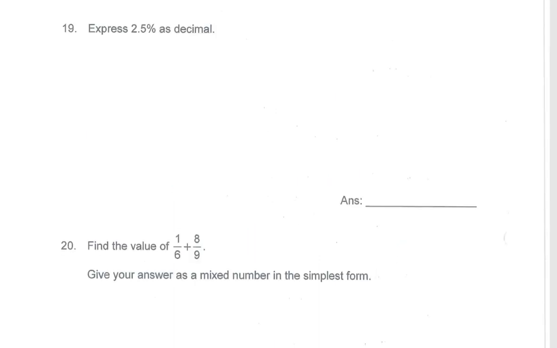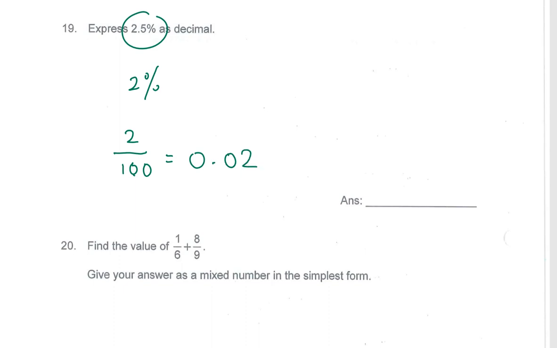Okay, now 2.5% as a decimal. So now this can be very confusing for some of you. Now how about I change it to a simple number? For example, 2%. I want 2% as a decimal. So 2% will be the same as 2 over 100. Right? And if it is 200, that means the decimal point will be 0.02.